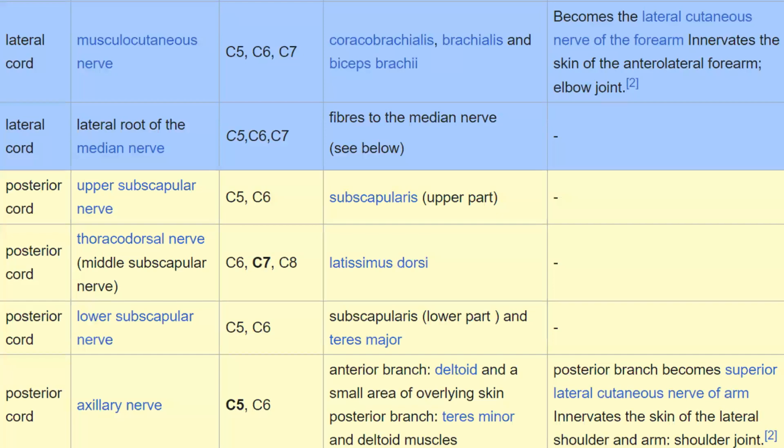What about the posterior cord? You have to know what muscles it supplies and where the sensory supply of this muscle is. Okay, please don't forget this.